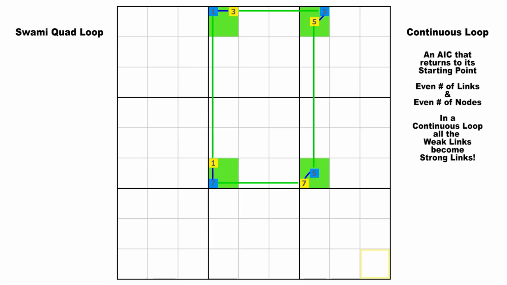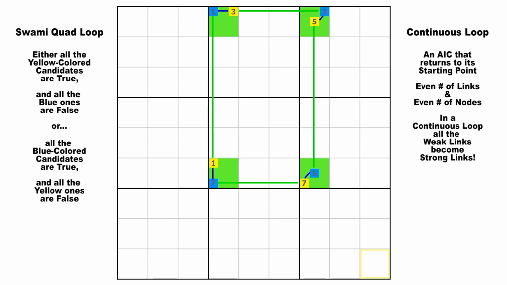Because this perfect AIC loop is continuous, this means that either all those yellow-colored candidates are true and all the blue ones are false, or vice versa.